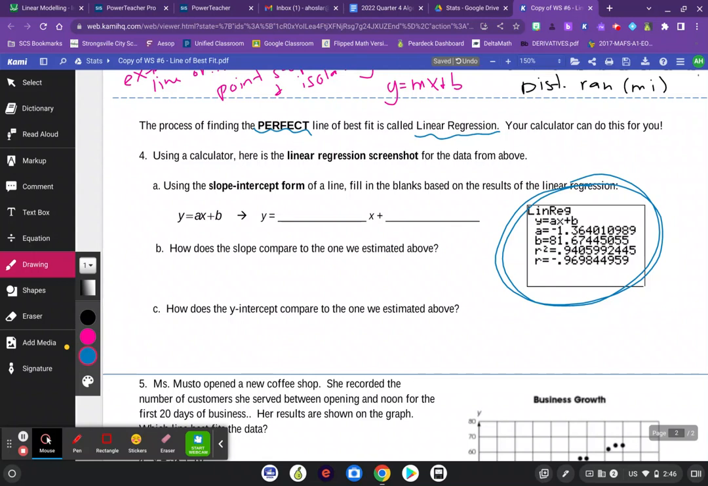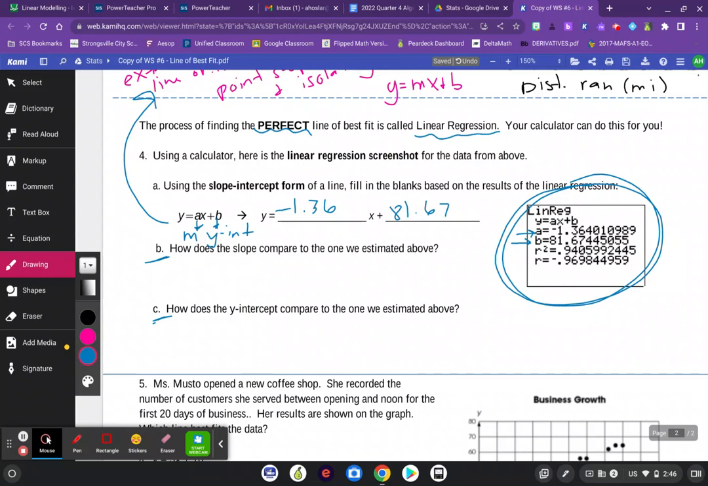And so that gives you the slope intercept information, where A is actually your slope and B is the y-intercept. So A is your slope, which is negative 1.36 x plus b, this is your y-intercept, 81.67, and you want to see, does that match or is that close to what you came up with in part 3? So that's what A or B asks. How does the slope compare to the one we estimated above, and how does the y-intercept compare?